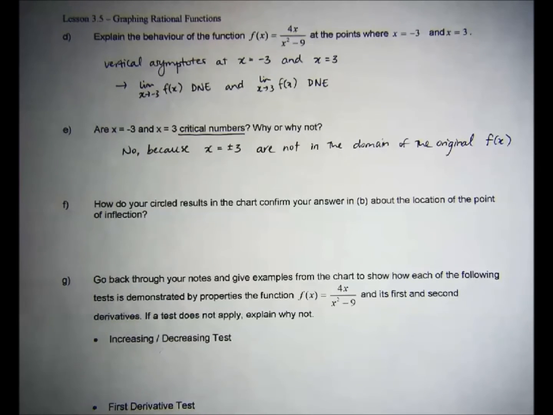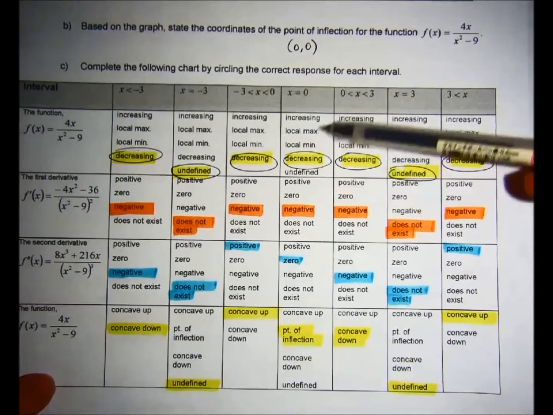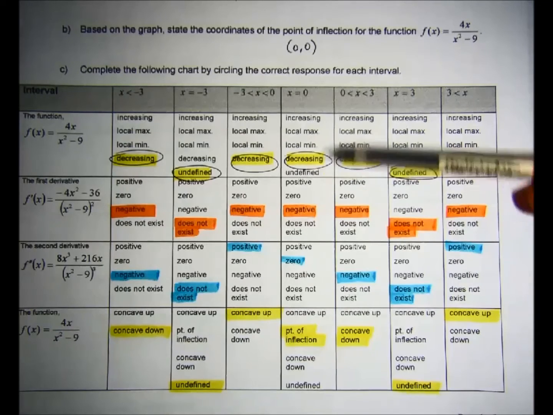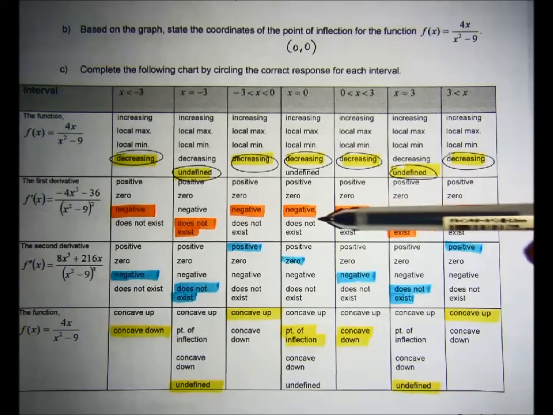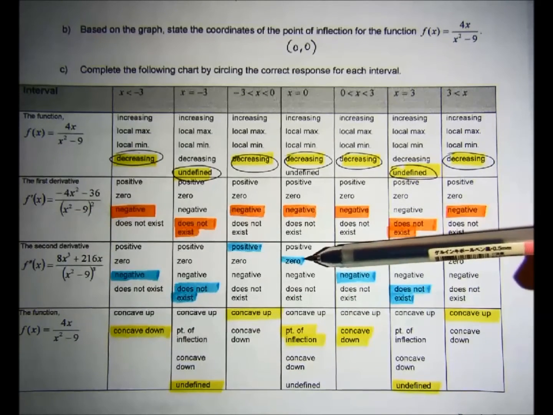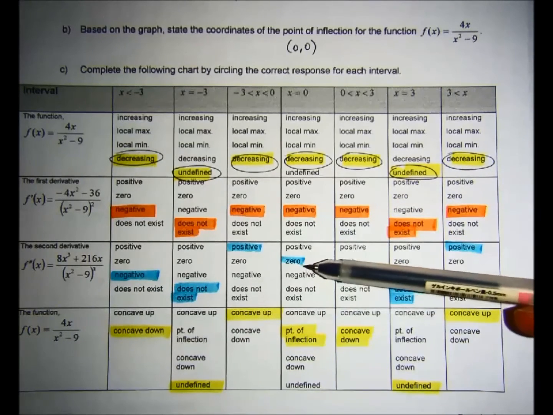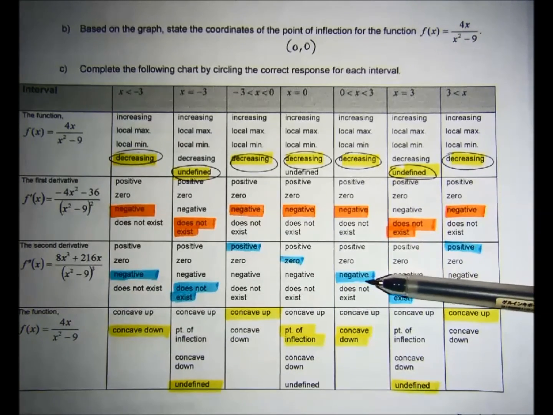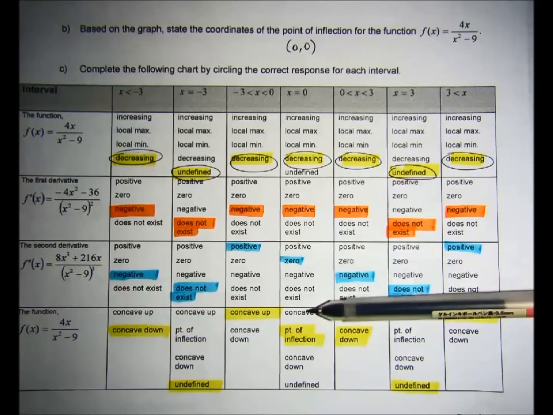Now, how do the circled results in the chart confirm the answer that we've stated in B about the location of the point of inflection? Well, if I just quickly flip back to that page, at x equals 0, the function is still defined, right? F of x was decreasing at that point. The first derivative was negative, and then the second derivative was 0. And then on either side of the second derivative being 0, we can see that the sign changes from positive to negative. So that's how we know that we have a point of inflection at x equals 0.